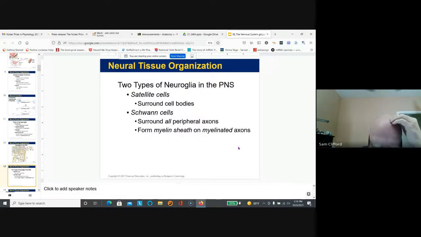In the peripheral nervous system, everything outside of the central nervous system, satellite cells surround cell bodies and help maintain the health of the nerves, and the Schwann cells form myelination, meaning fatty insulation around nerves so that conduction speeds can be increased. We'll get to more of that in a moment.